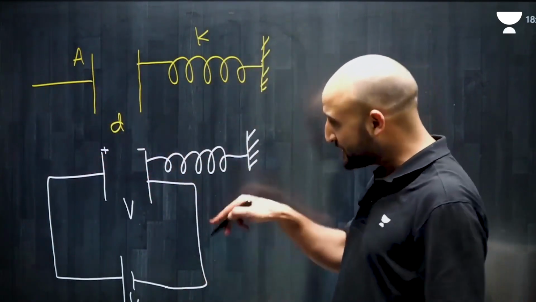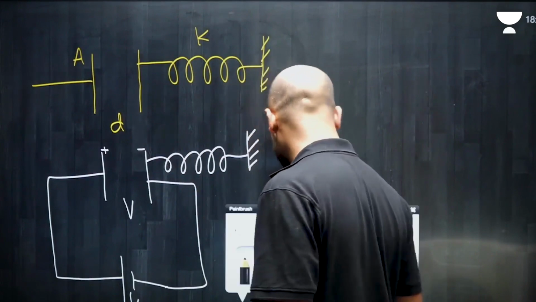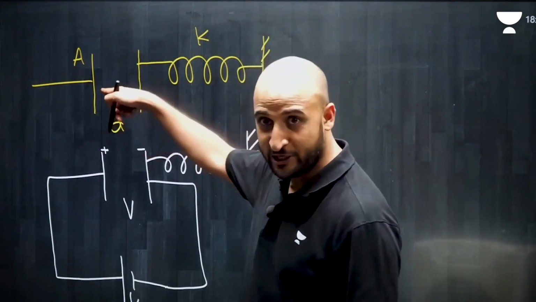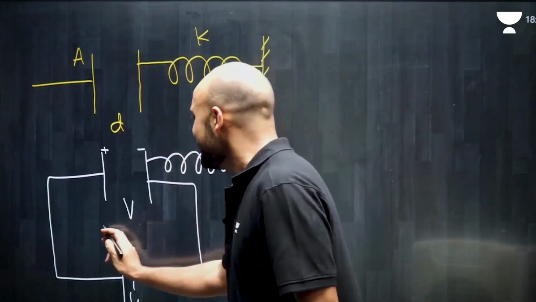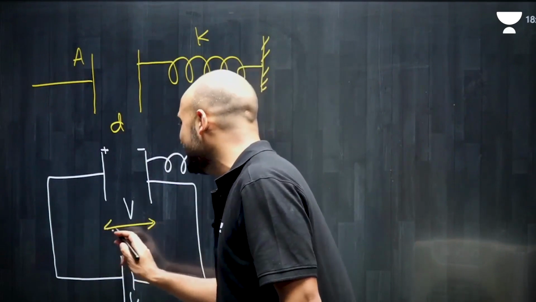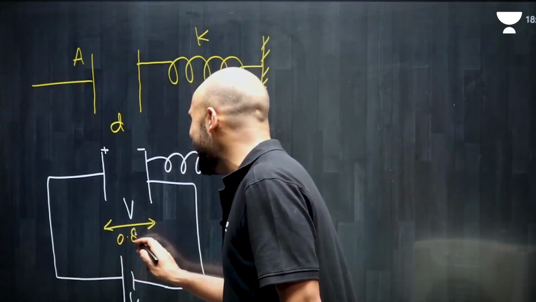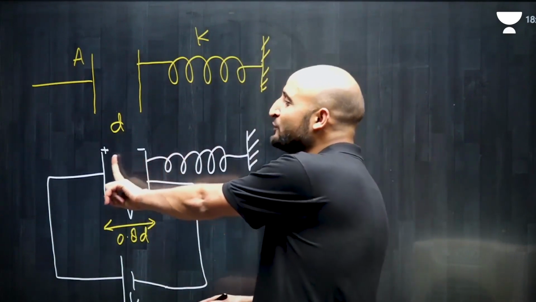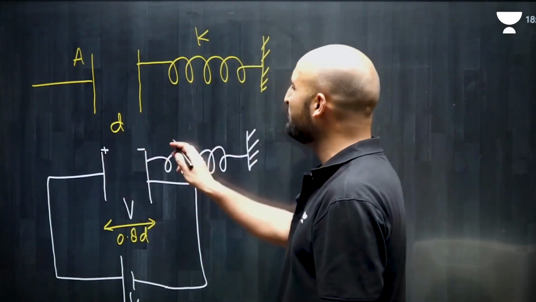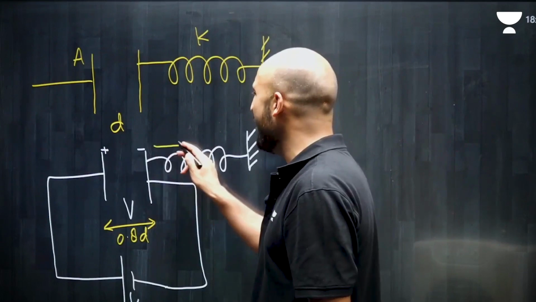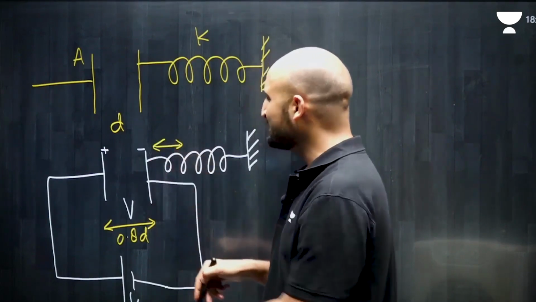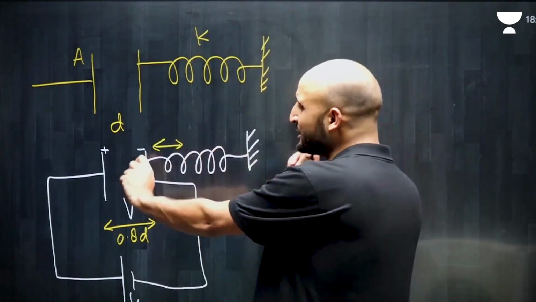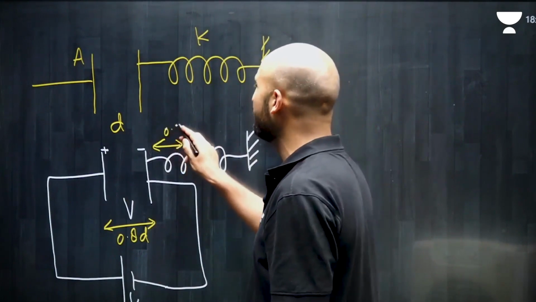The question tells me the distance between the two plates is no more D. It was initially D. Now the distance between the two plates is 0.8 D. That means this plate has come towards the positive plate by 0.2 D. That means the amount of stretch, the elongation in the spring, will be 0.2 D.